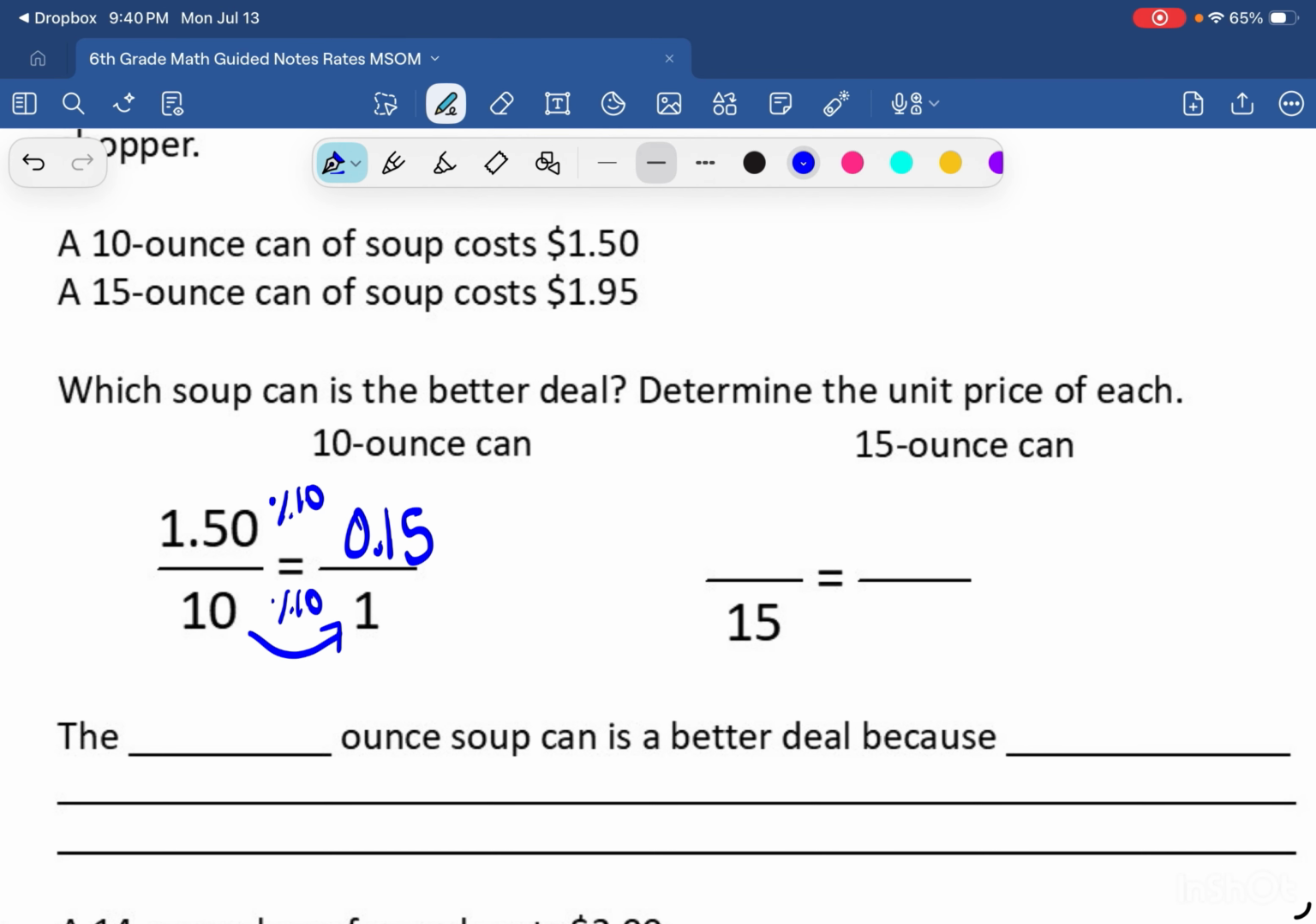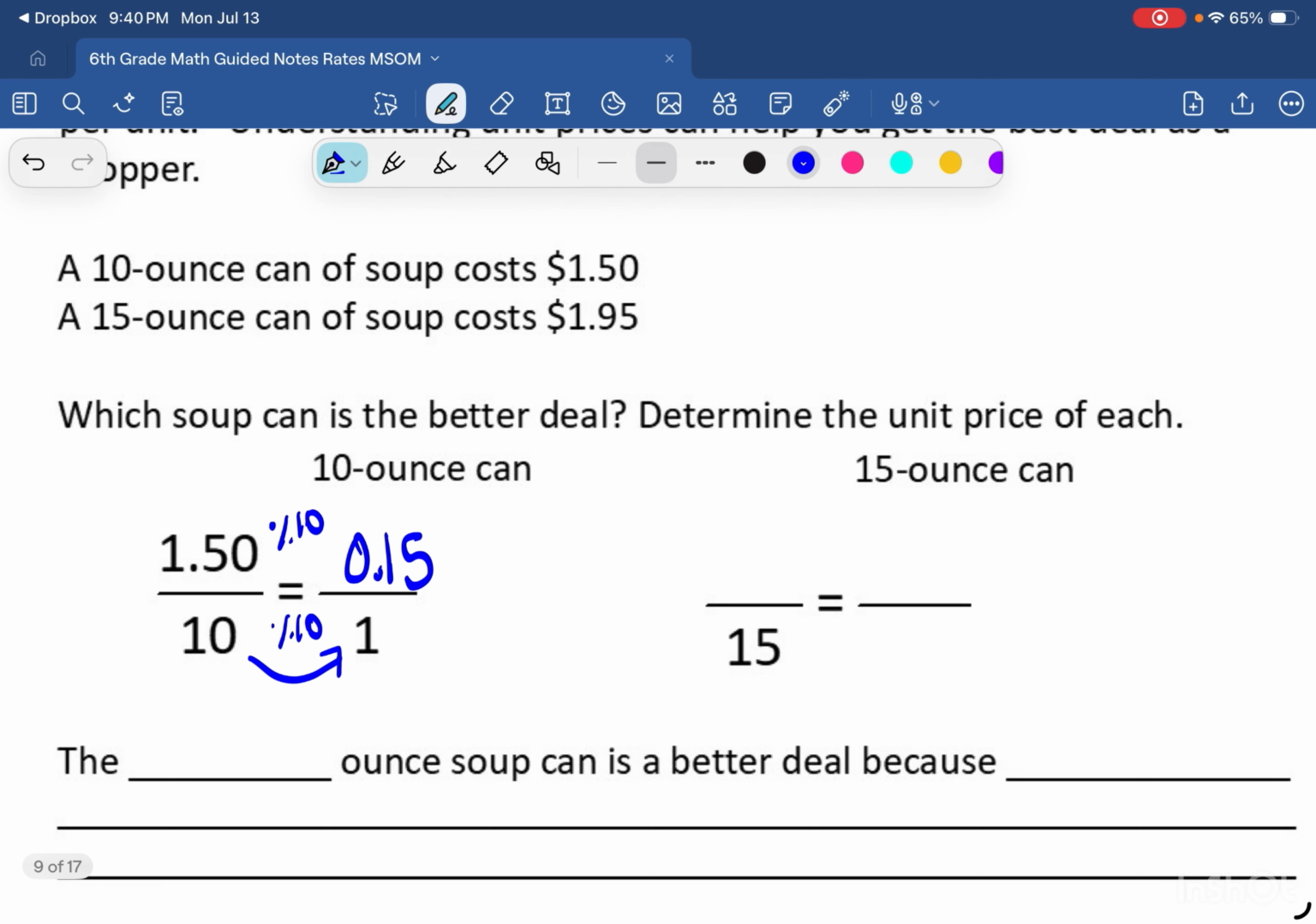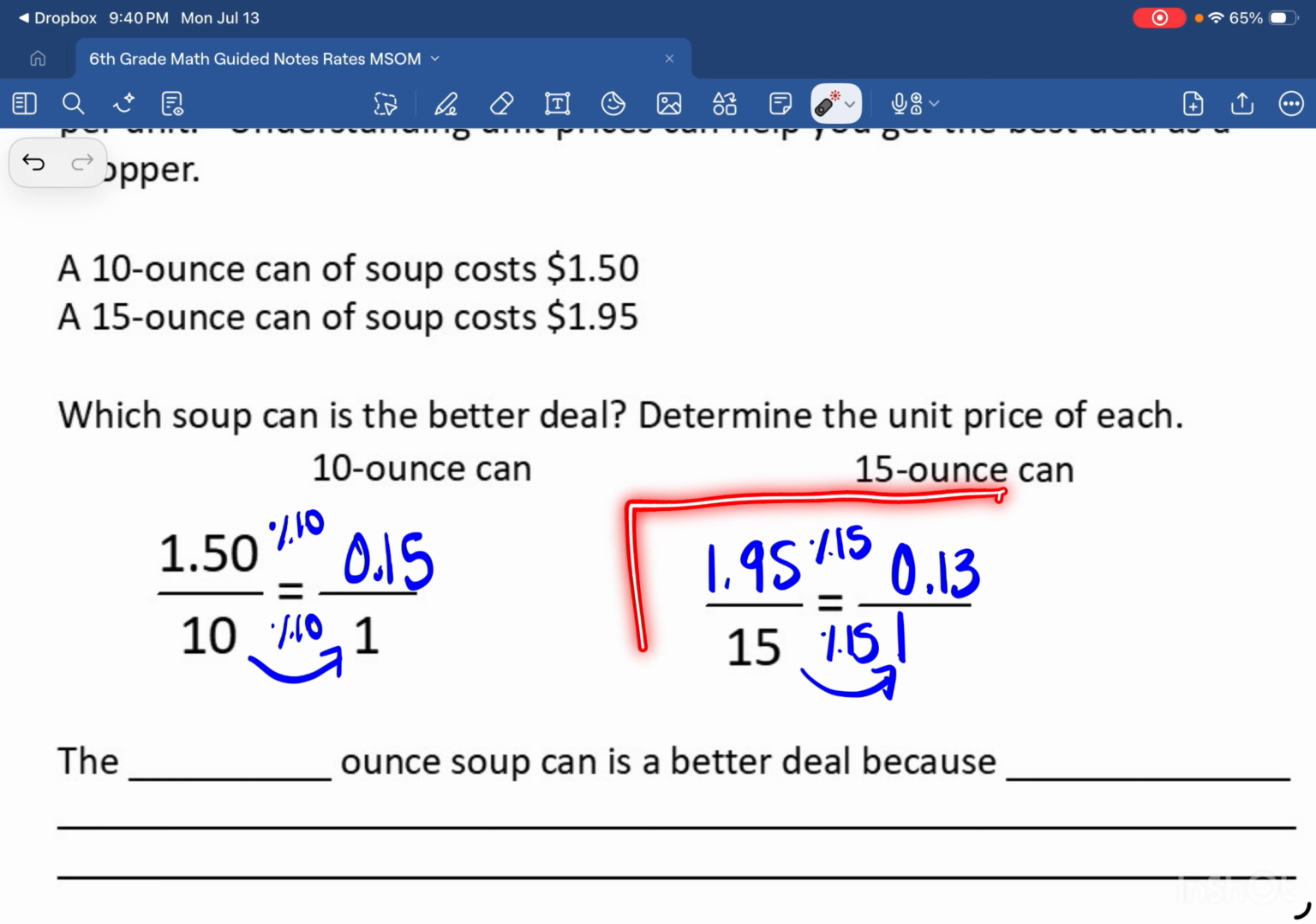So for the 15-ounce can going up here, I noticed that it costs $1.95 per 15 ounces. I want to figure out how much for 1 ounce. So 15 to 1, I'm going to divide by 15. $1.95 divided by 15 gives me 0.13 or 13 cents per ounce. Therefore, this one right here is the better deal because it costs 13 cents per ounce, and this one costs 15 cents per ounce.